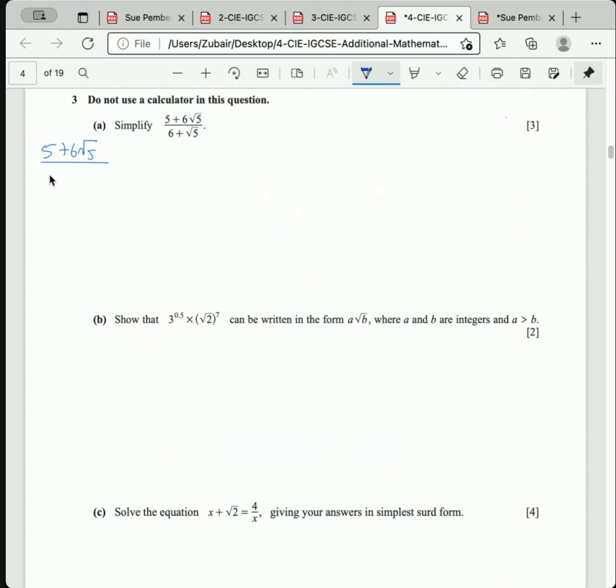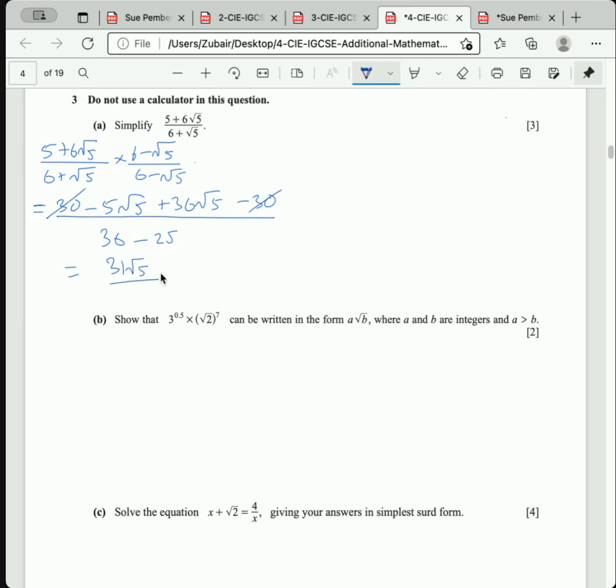5 plus 6 root 5 over 6 plus root 5, times 6 minus root 5 over 6 minus root 5. 6 times 5 is 30, minus 5 root 5. 6 times 6 is 36 root 5, and 6 times 5 is 30, over a square minus b square. 30 minus 30, 36 minus 5 is 31 root 5, and 36 minus 25 is 11.